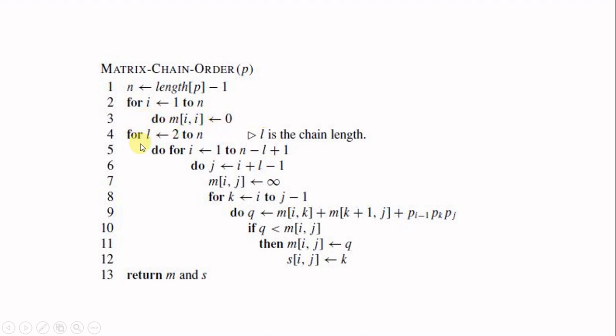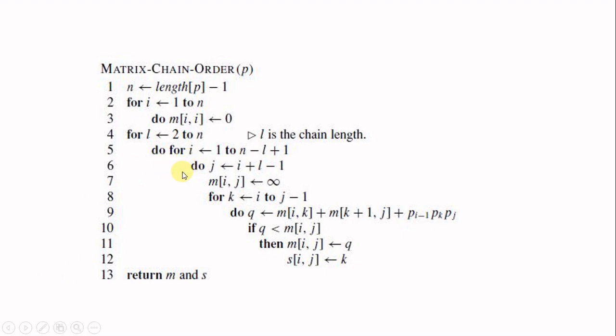Now for L is equal to 2 to n. So we are considering L and we are setting it as 2 to n, where L is the length of the chain. So we are starting from a chain of length 2, and we'll check for all possibilities, and we'll continue this until the length of the chain becomes n. Okay, that's what it does. So L is equal to 2 to n.